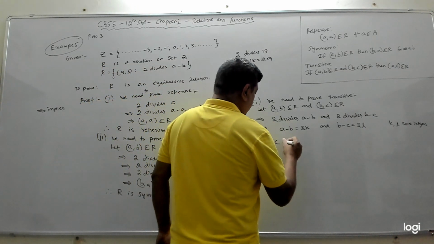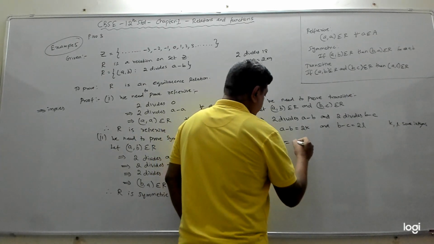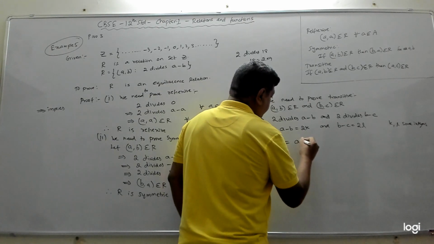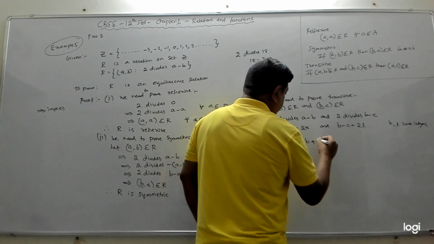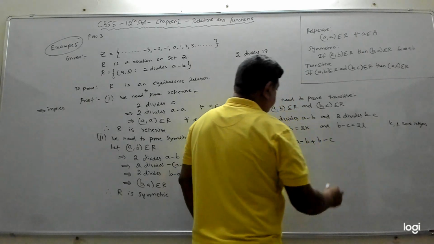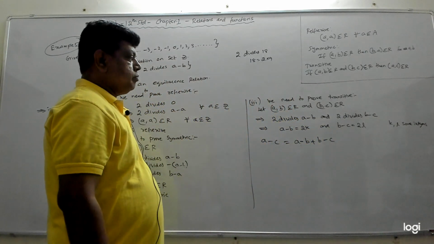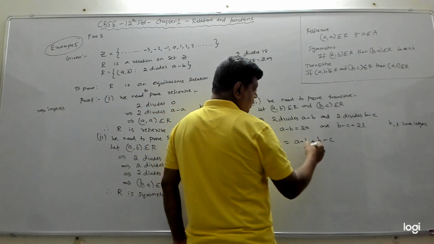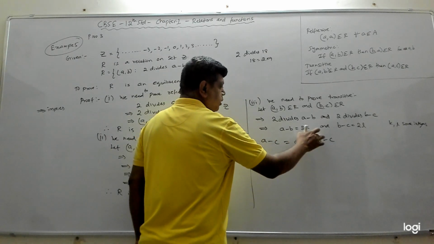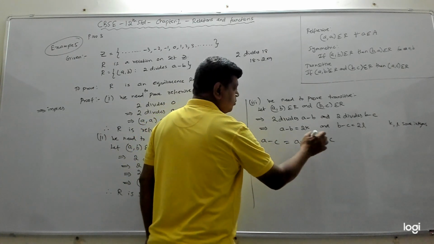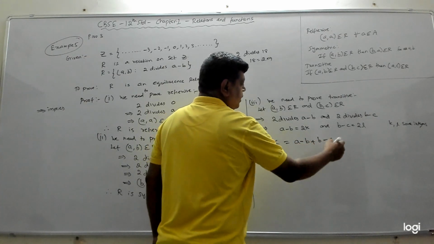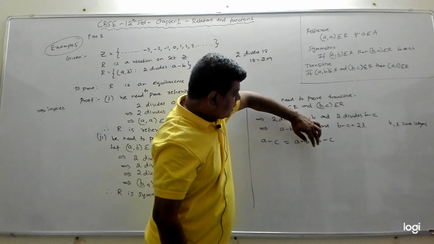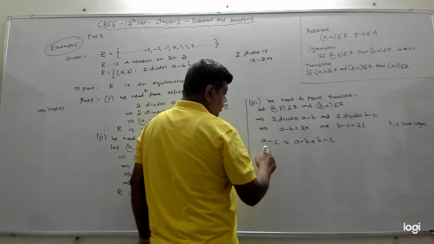So now for that, what is a minus c? a minus c can be written as a minus b plus b minus c. Can we write like this? Right? So my a minus c can be written as a minus b plus b minus c, because this is minus b, this is plus b. They'll get cancelled, and if I cancel this, I'll get a minus c back. So a minus c can be written in this form.